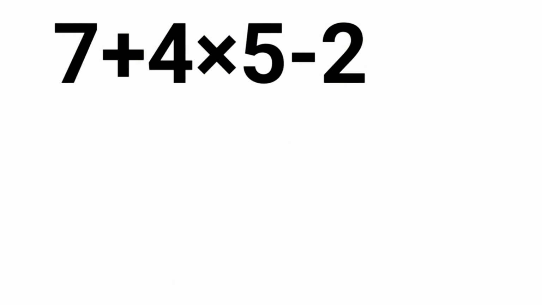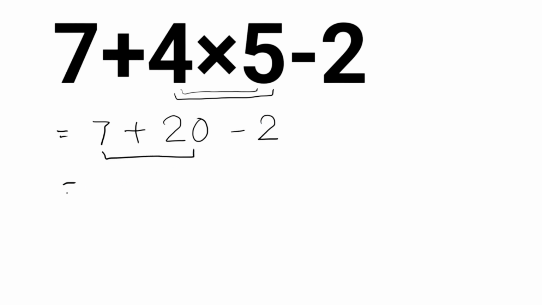And other important question is here. According to PEMDAS, we have to perform the multiplication operation first. So first of all, we will multiply 4 and 5. So 7 plus 4 times 5 is equal to 20 minus 2. Now we have to solve addition. 20 plus 7 is equal to 27 minus 2. So it will be equal to 25, which is our answer.